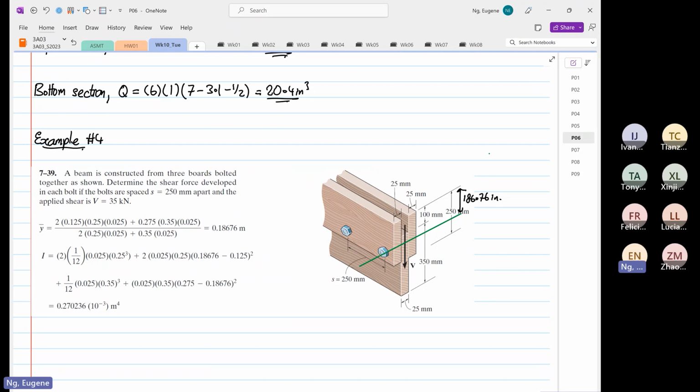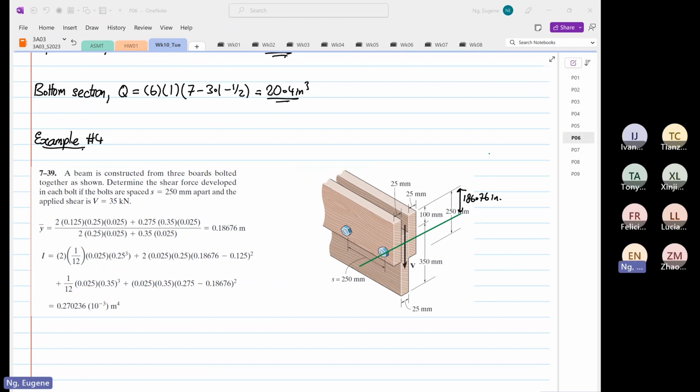So the question asks what is the first moment of area to consider? This is a very, very tricky problem. It's not impossible, but it's tricky. So this is one of the examples where we have to break one of the rules, and I'll tell you why.